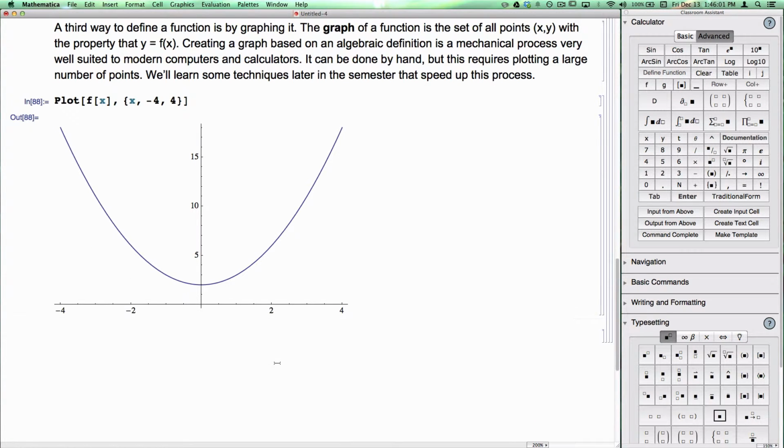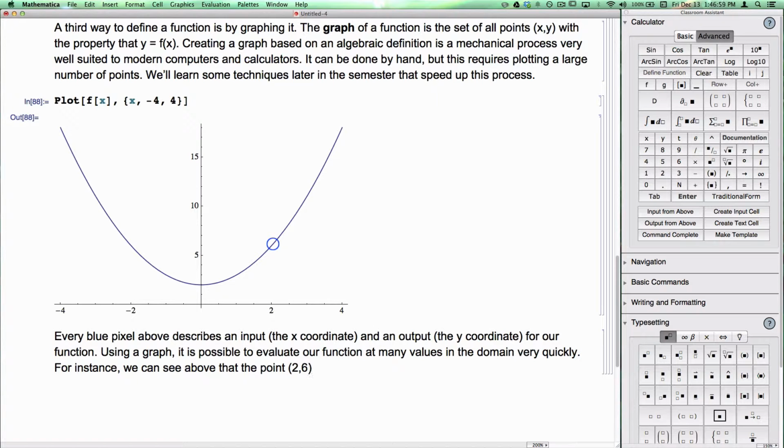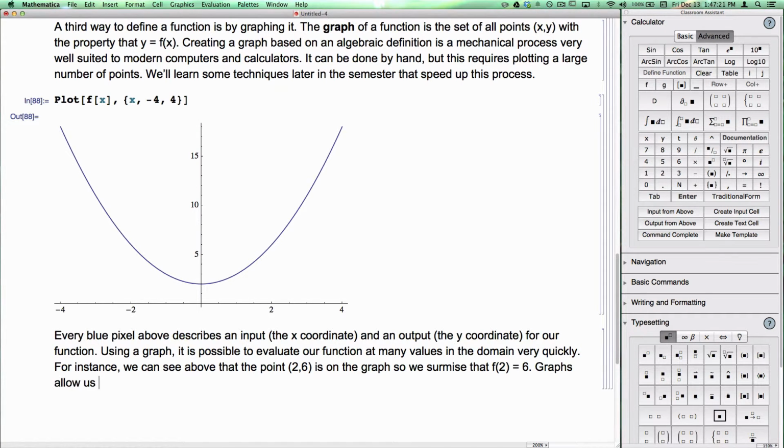Every blue pixel above describes an input, the x-coordinate, and an output, the y-coordinate, for our function. Using a graph, it is possible to evaluate our function at many values in the domain very quickly. For instance, we can see above that the point (2, 6) is on the graph, so we surmise that f of 2 is equal to 6. Graphs allow us to visualize a function and describe its behavior for certain inputs.